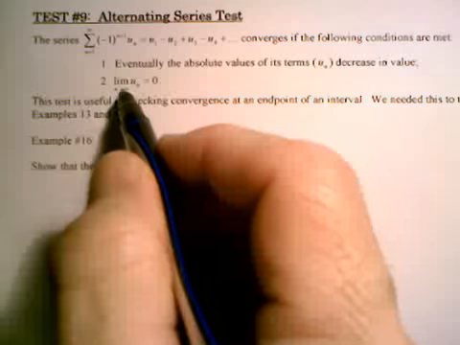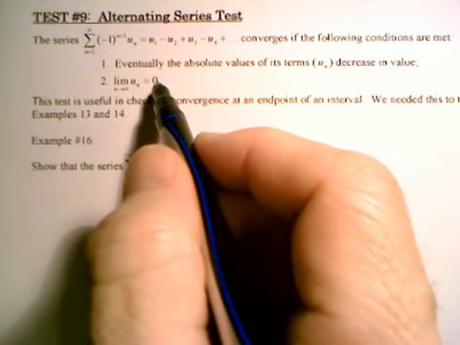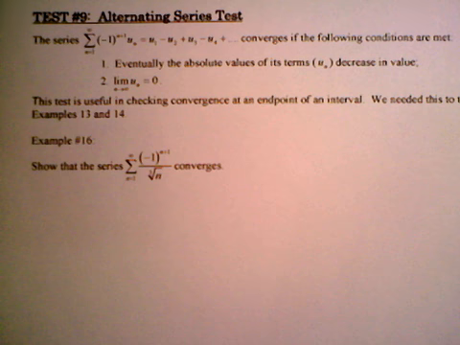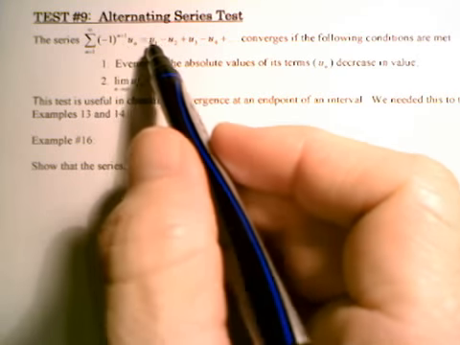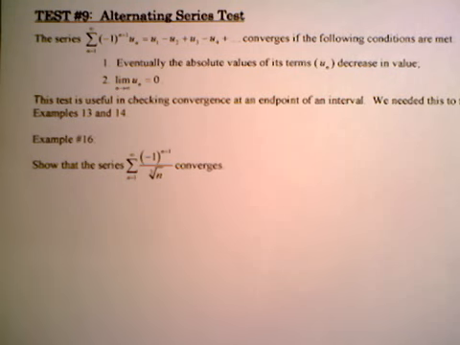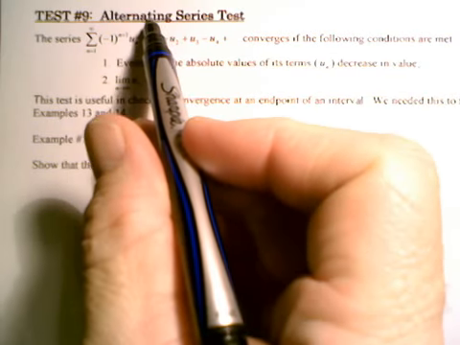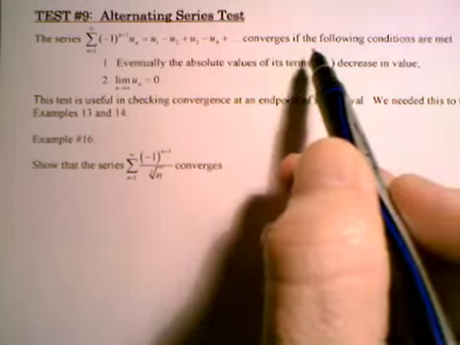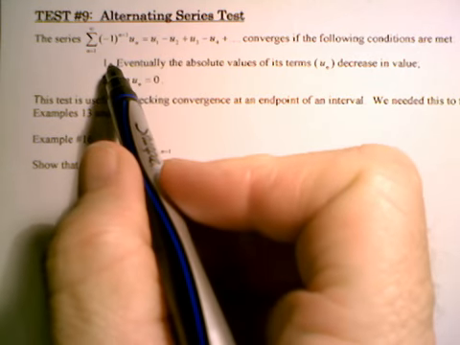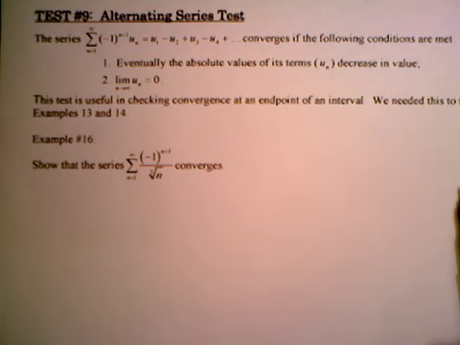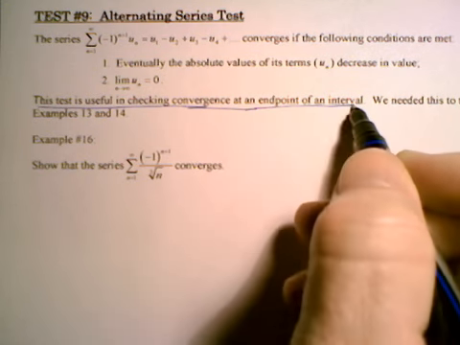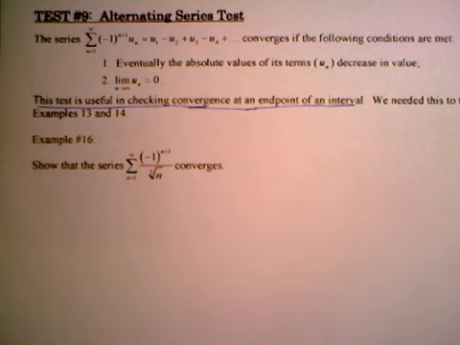And then the limit of the nth term is 0. As long as these 2 conditions are met, the series converges if it's an alternating series. So you can't even use this if it's not an alternating series. That's what this means. Alternating series all converge as long as the first condition and the second condition are met. And this is really useful, like it says here, when you're testing the convergence at the endpoints of an interval.